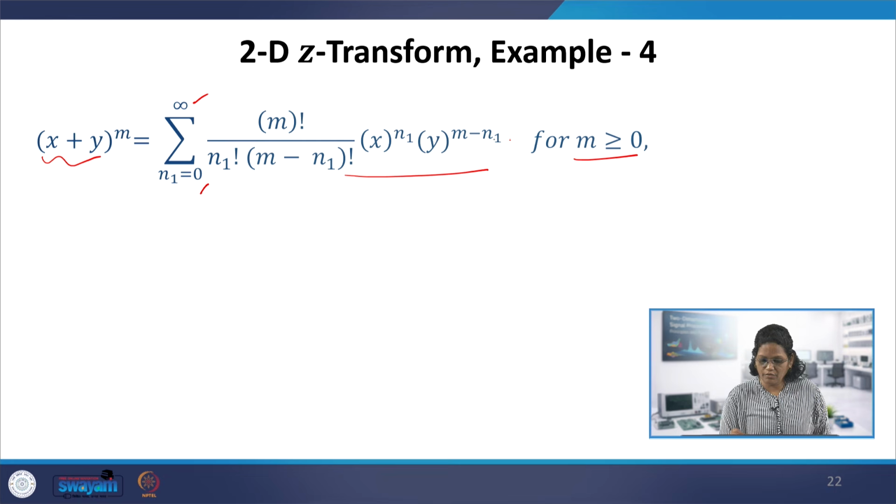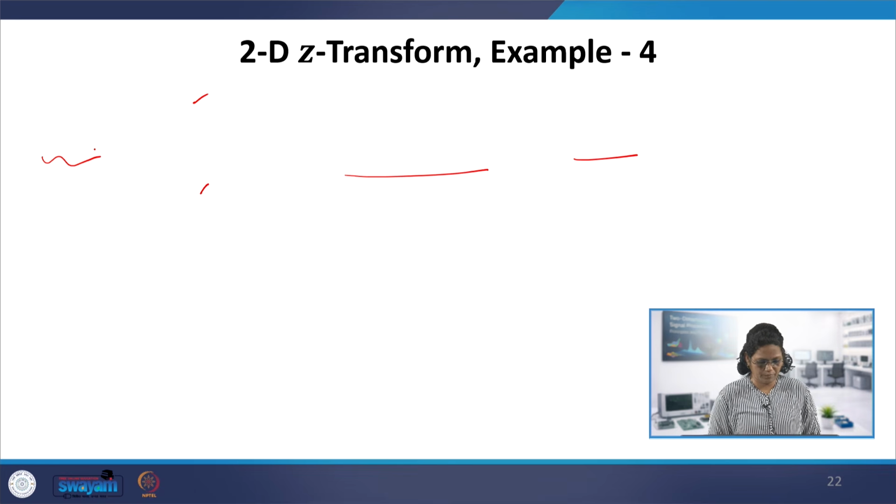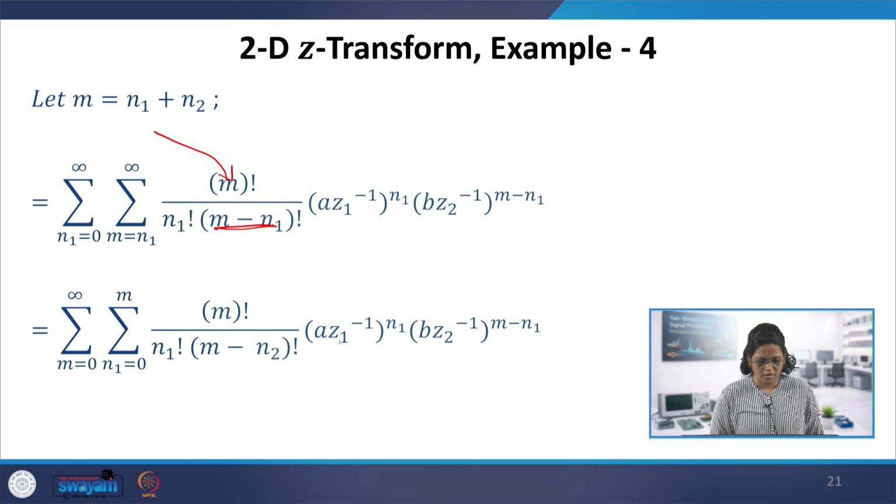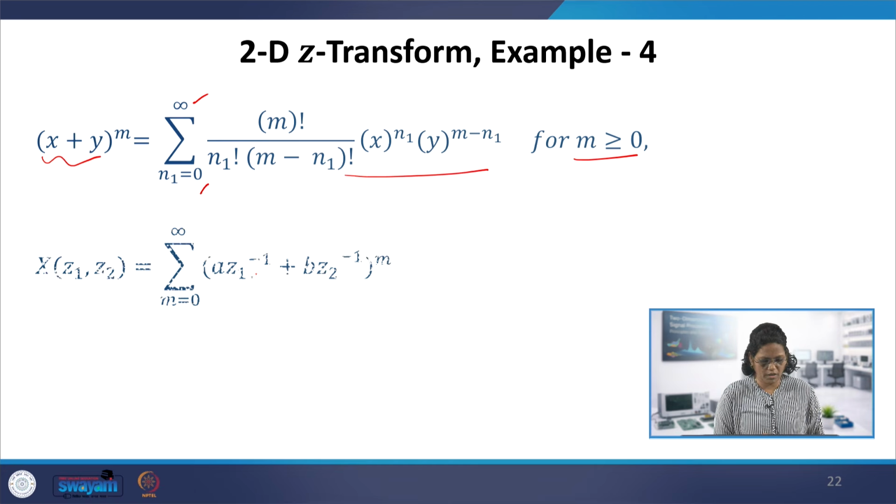So for the m values which are greater than or equal to 0; other values of m are not valid. So using this summation result, we can write the previous summation here as (x + y), which is nothing but a z1 power minus 1 in our case, plus b z2 power minus 1, whole power m. So the whole right hand side is simplified to (a z1 power minus 1 plus b z2 power minus 1) to the power m, where m is varying from 0 to infinity.